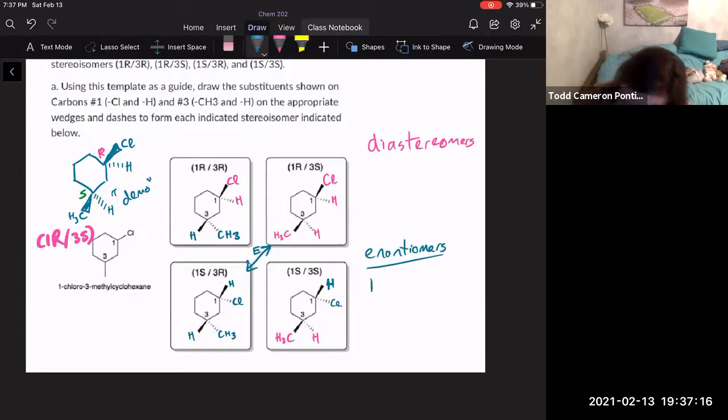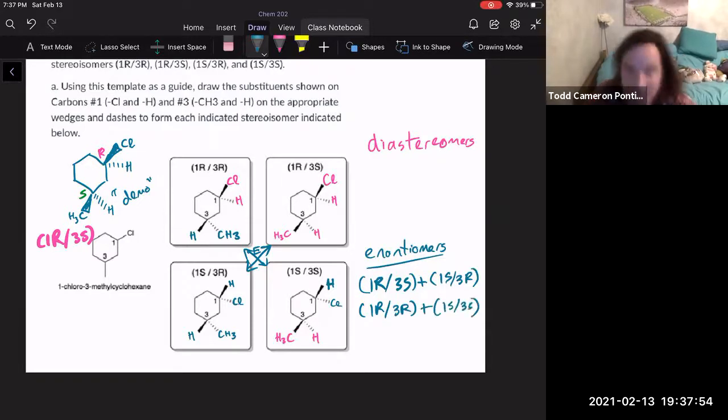are 1R, 3S and 1S, 3R. So these are enantiomers of each other. Remember, enantiomers are a relationship. It's not saying that those molecules exclusively are the only ones that can be enantiomers, because if we look at 1R, 3R, and 1S, 3S, those are also both completely flipped. So 1R, 3R, and 1S, 3S are enantiomers of each other.